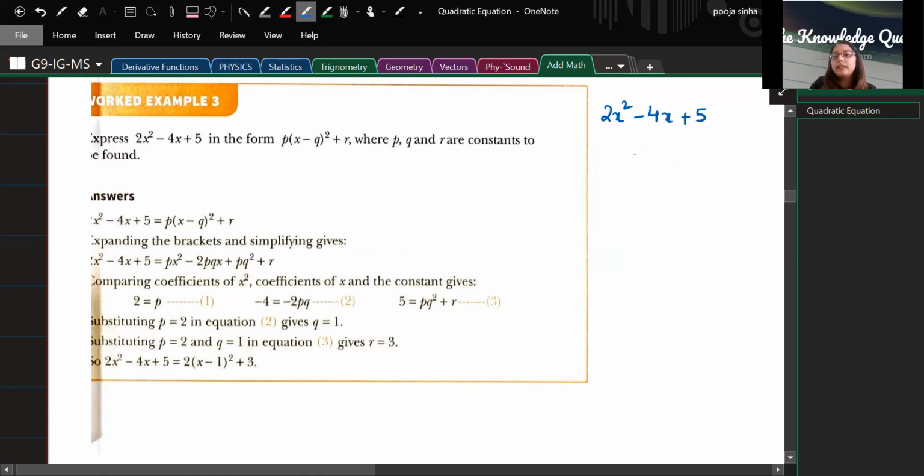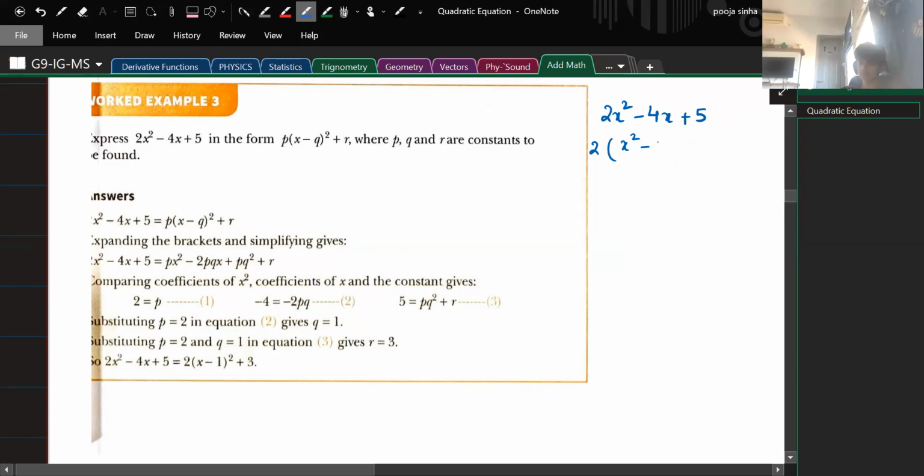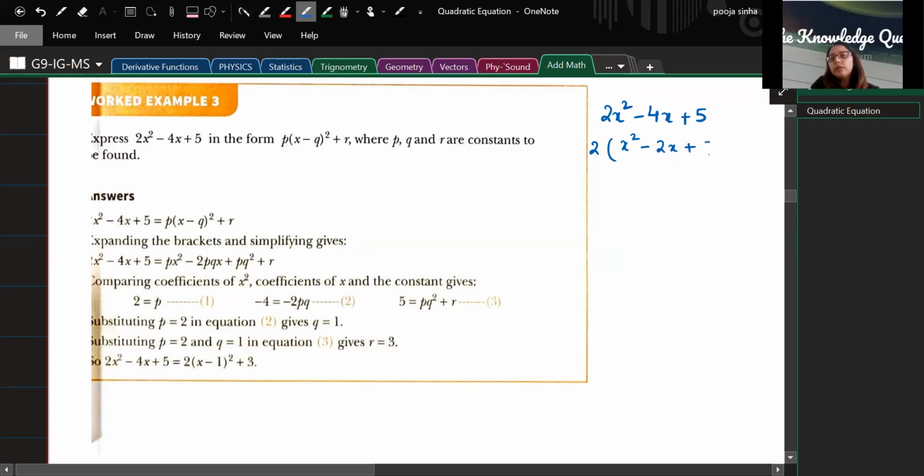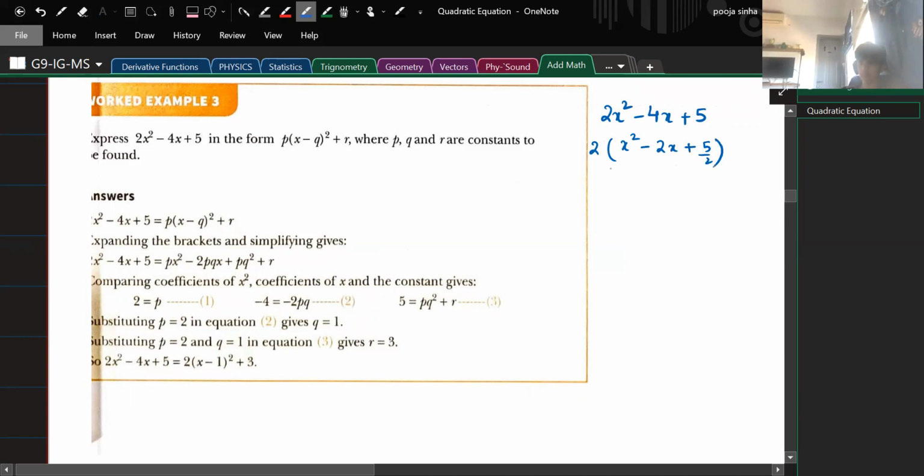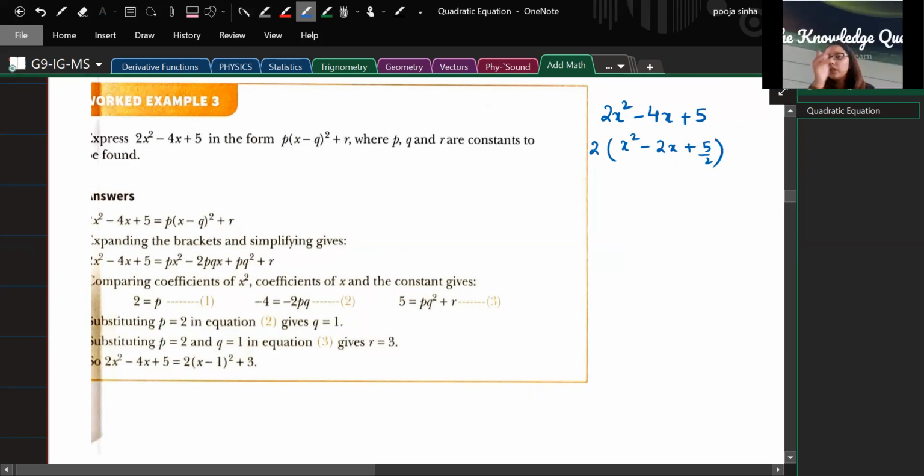ठीक है? ऐसे में क्या करना है? ये completing the square method है हमारा. इसमें हम क्या करते हैं? 2 कॉमन ले लेंगे. बन जाएगा x square. ये बन जाएगा 2x plus, and this will become 5/2. Now 2 को भूल जाओ. 2 is here. We have to have the 5 inside.